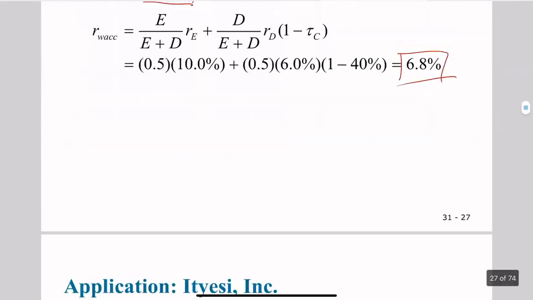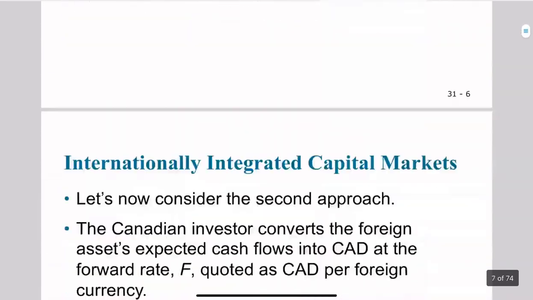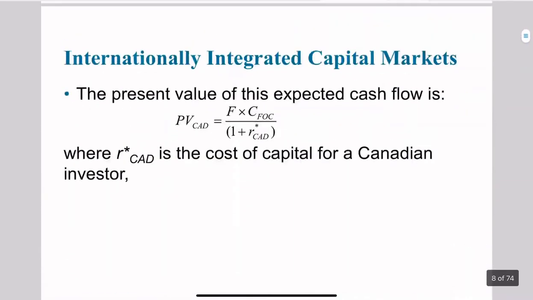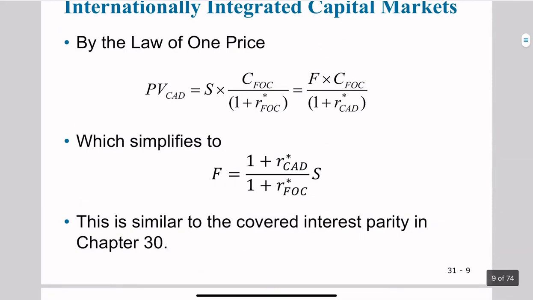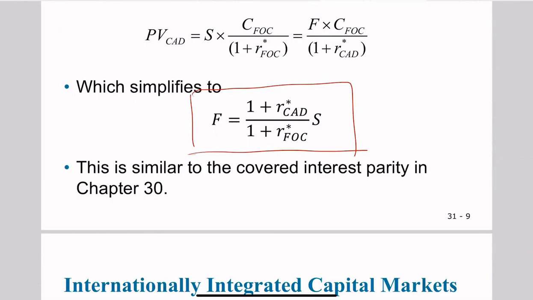Okay, you might have forgotten this. But if you look at the prior lecture notes, what you can see here is the forward exchange rate equals the cost of capital in Canada divided by the cost of capital in a foreign country times the spot exchange rate.